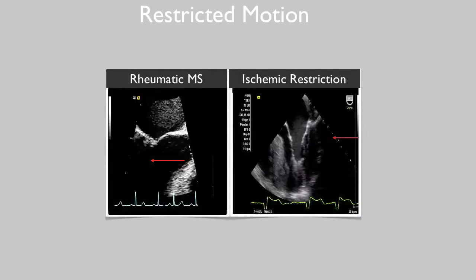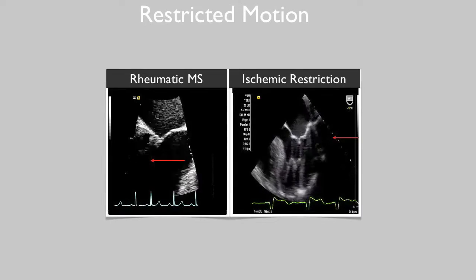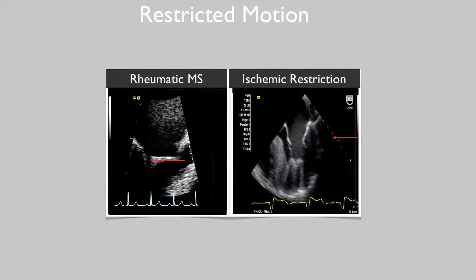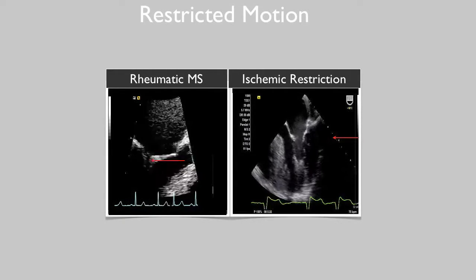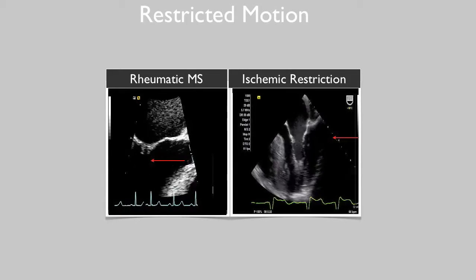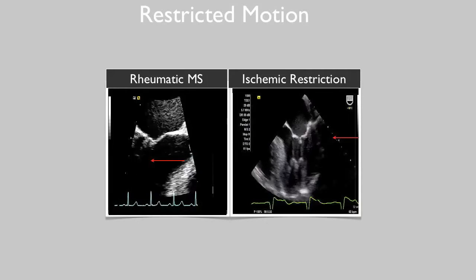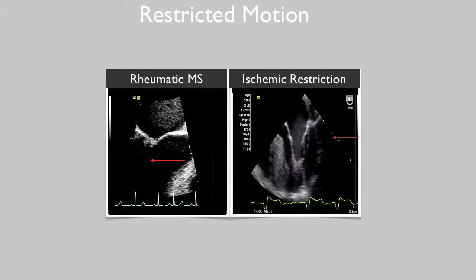Type 3 or restrictive lesions are demonstrated here. On the left, classic thickening and a hockey stick deformity of the anterior mitral leaflet are seen. It is important to remember that mitral regurgitation is often coexisting with rheumatic mitral stenosis due to malcoaptation of the mitral leaflets.